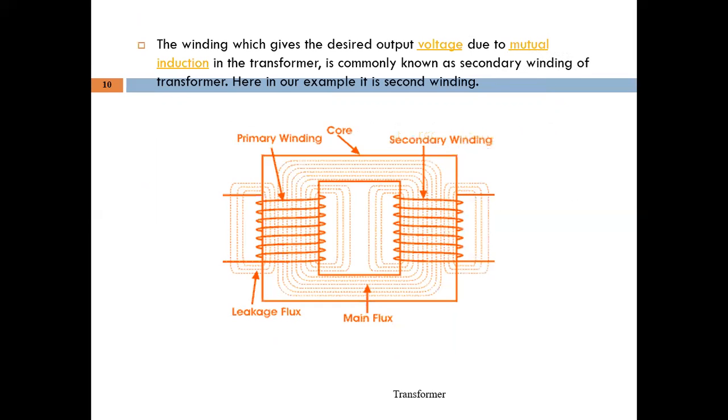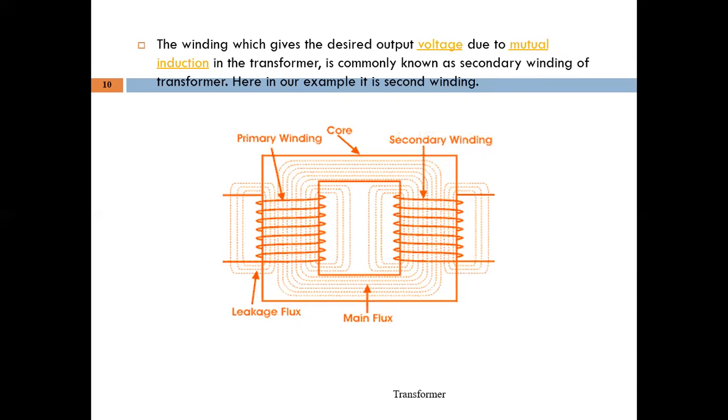Power transformers may be of two types: step down or step up transformer. These are designed to have maximum efficiency at full load or near full load. Here is a diagram of a transformer showing its main parts. The winding which gives the desired output voltage due to mutual induction in the transformer is commonly known as the secondary winding of the transformer, because power is getting transferred from the primary winding to the secondary winding.